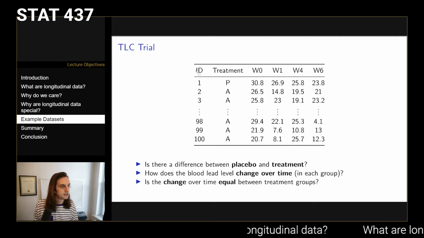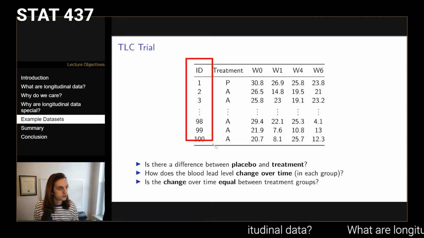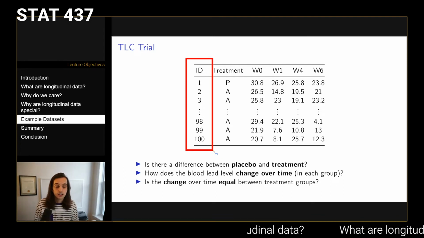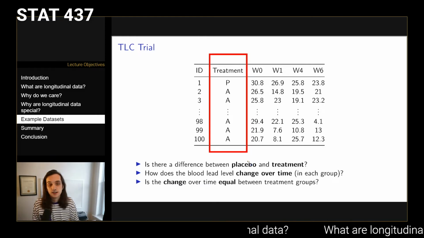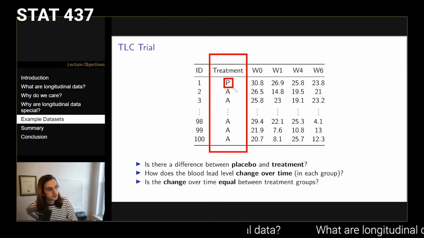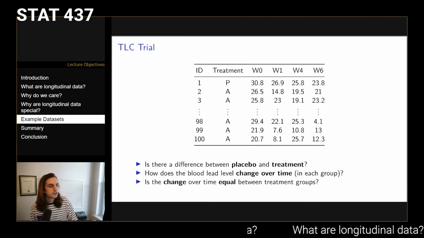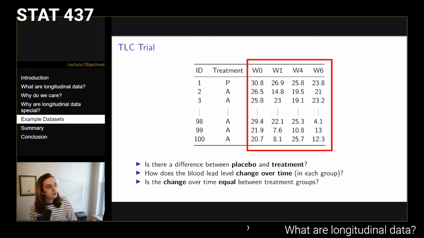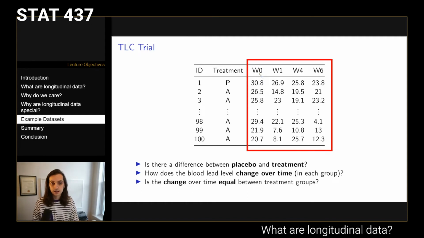We can see here, we're looking at this data frame. Just to walk you through it quickly, this first column is just the ID, so there are 100 children in the study. This treatment column says whether children were on a placebo, denoted with a P, or an active treatment, denoted with an A. So this was the experimental treatment that they actually had. And then over here we have 4 different measurements for each child of the level of lead in their blood: at week 0, the baseline of the study, week 1, week 4, and week 6.